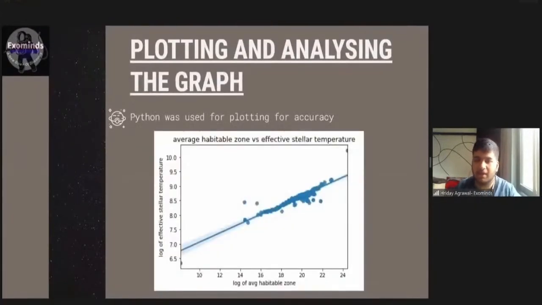So this was our graph, and again, this is the most important part of our whole presentation. Now we use Python for the accuracy, and we can observe many good things here. The very important thing that we observe here is that the log of effective stellar temperature and the log of habitable zone is plotted here. So we can see that when the average habitable zone is moving away from the star, the effective temperature is rising up. Why does this happen?